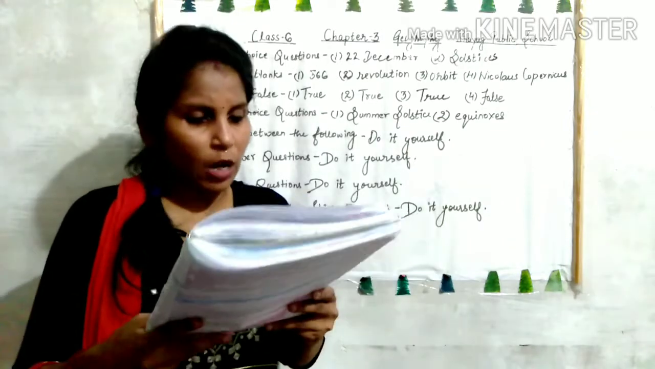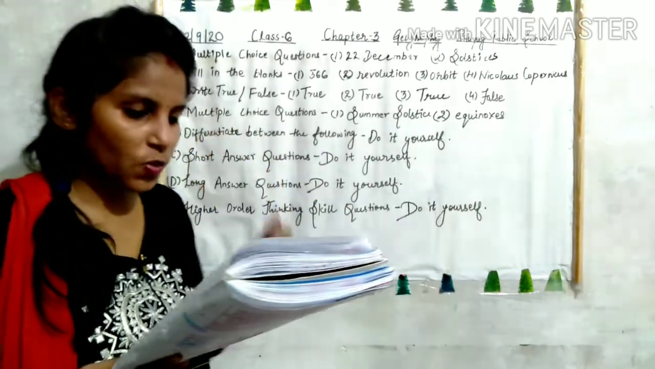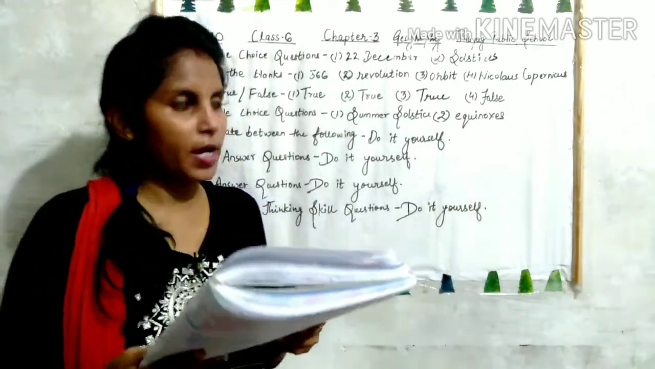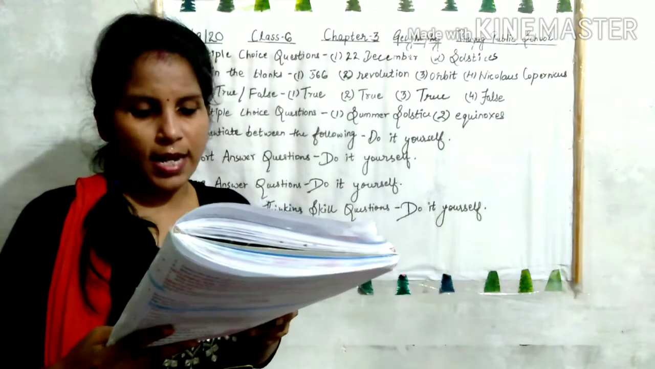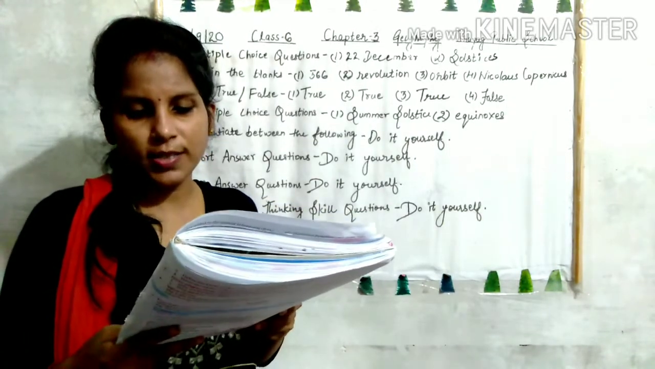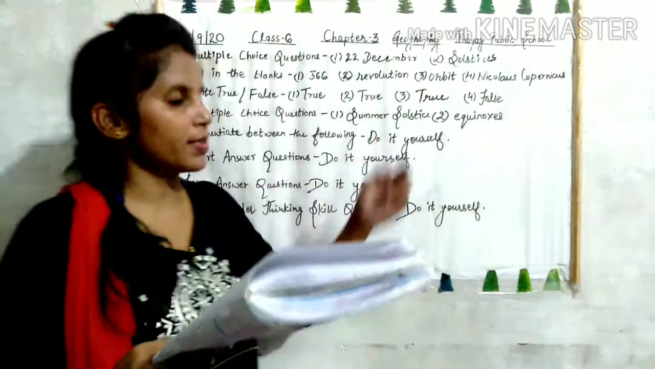Okay. Now again come to question number C, that is multiple choice questions. First one, the position of the earth on 21st June is called option A, summer solstice, option B, winter solstice, and option C, autumnal equinox. So the right answer is summer solstice.